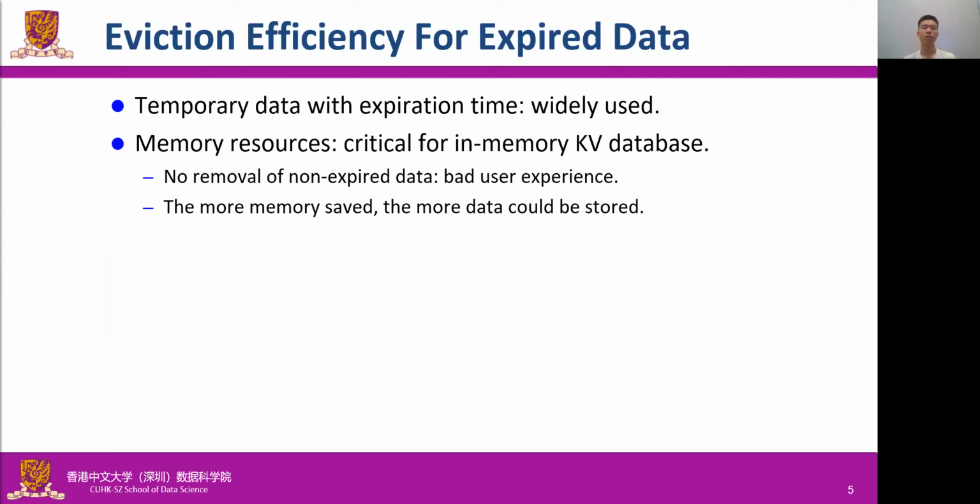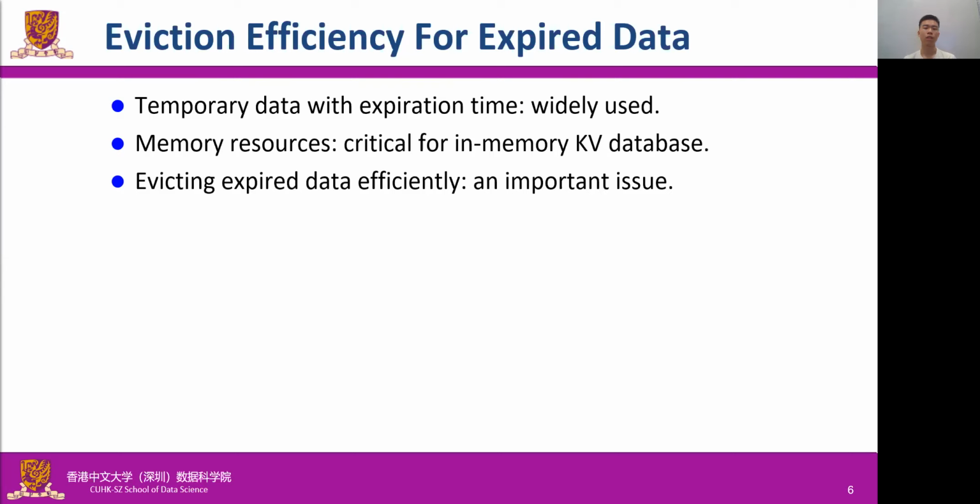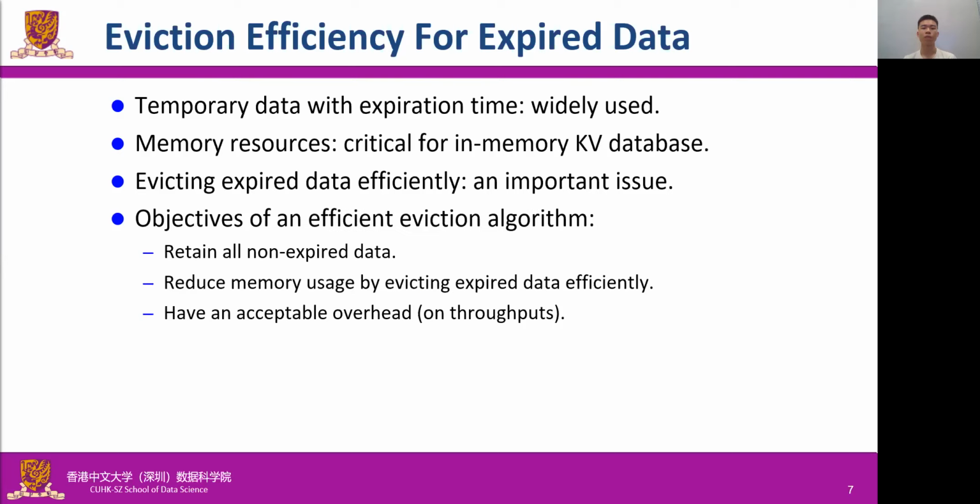For those applications using in-memory key-value databases, we cannot remove non-expired data, which would cause a bad user experience, while we also want to save more memory for more users. Therefore, evicting expired data efficiently becomes an important issue. To have an efficient eviction algorithm, we should retain all non-expired data, evict expired data efficiently to reduce memory usage as much as possible, and meanwhile have an acceptable overhead, not decreasing the throughput too much.